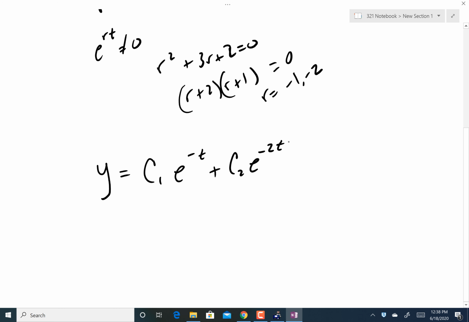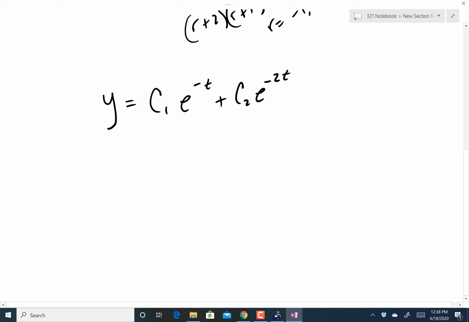Okay, and no real reason or rhyme why I chose the -1t first and the -2t second. No rhyme or reason to that. Don't look into it in any way.